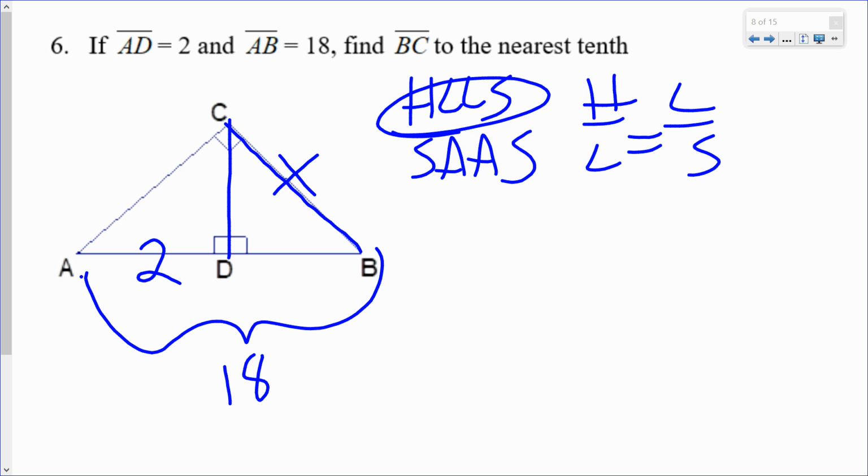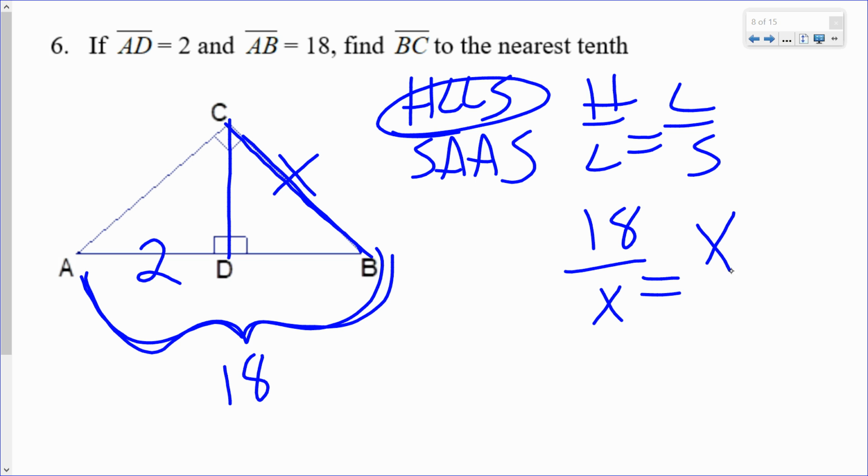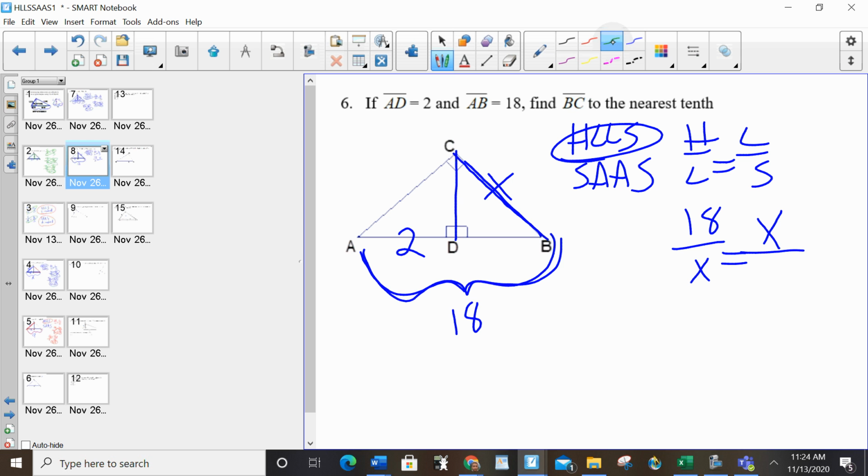H, the hypotenuse, is this whole thing. H in this example is 18 over L. L is X equals L. L is X over S. Now here's the twist. If I'm using the right leg, then I'm using the right seg.